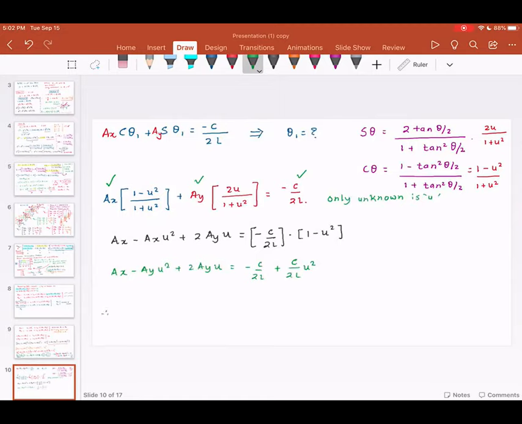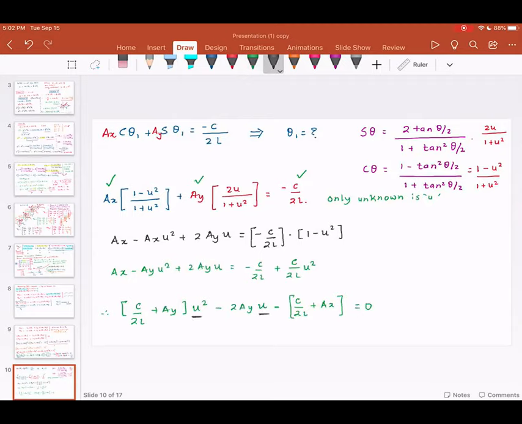After you collect the terms, you are going to get a very nice quadratic equation, which is (C by 2L plus AX) u square minus 2AY u plus (C by 2L minus AX) is equal to 0. So this is the expression that you have, and this is the quadratic equation in u.